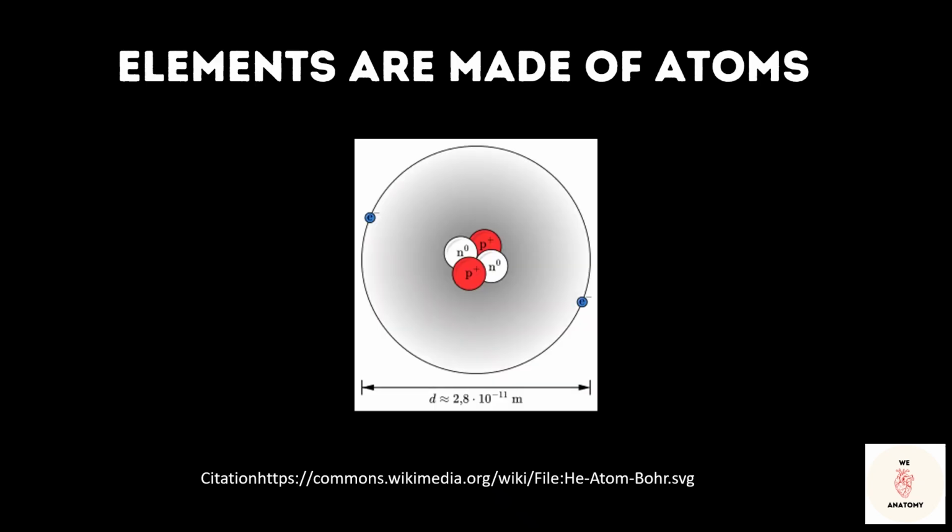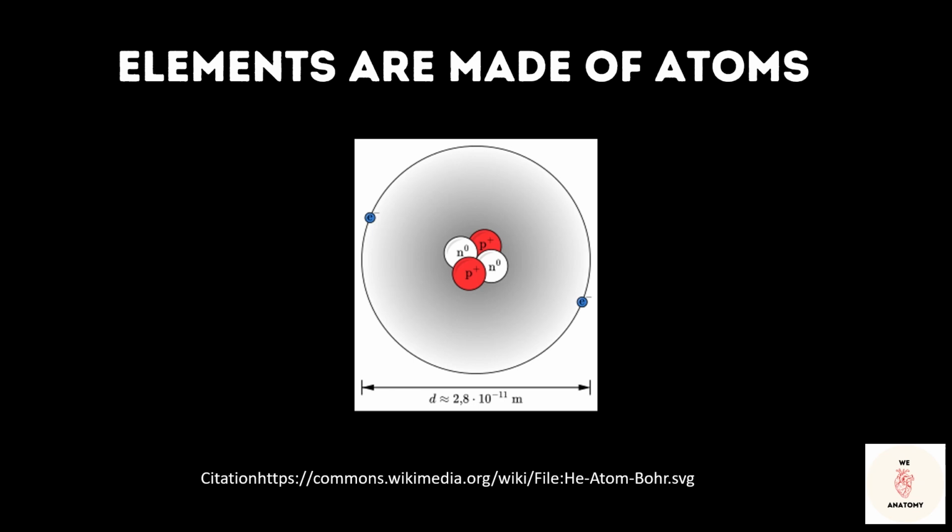An atom is the smallest quantity of an element that retains the unique properties of that element. You can have an atom of hydrogen or an atom of calcium, which would be the smallest amount of that element in existence. Atoms are made up of subatomic particles, protons, labeled P+ here in red, neutrons, labeled N0 in white, and electrons, labeled E- in blue.